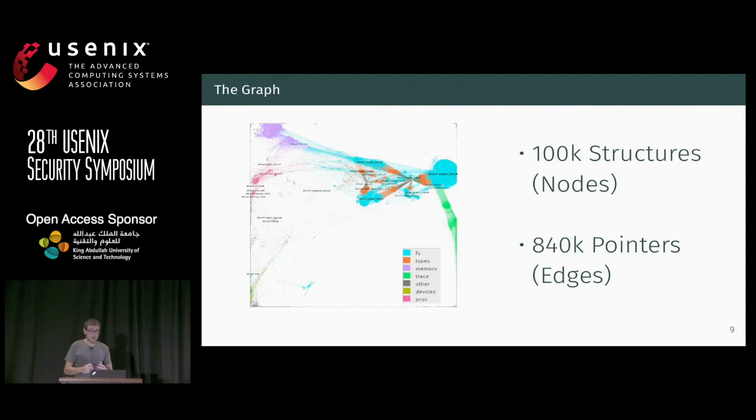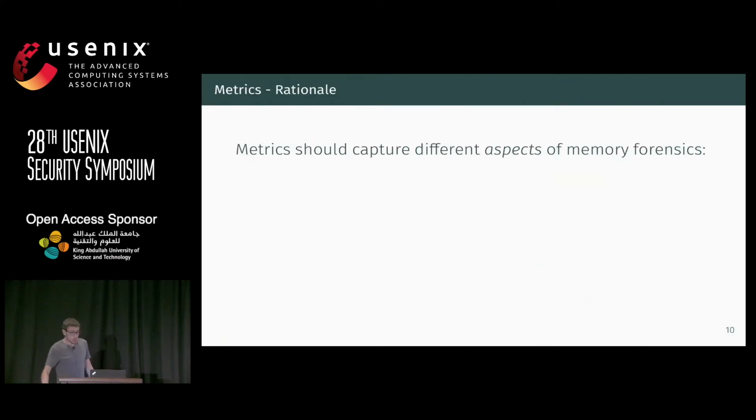We were finally able to create our graph, which you can see in this slide, and which in our experiment contained around 100,000 structures, represented as nodes in the graph, and more than 800,000 pointers, which are instead represented as edges in the graph. So at this point, we started to look around for some metrics that we want to express on our graph.